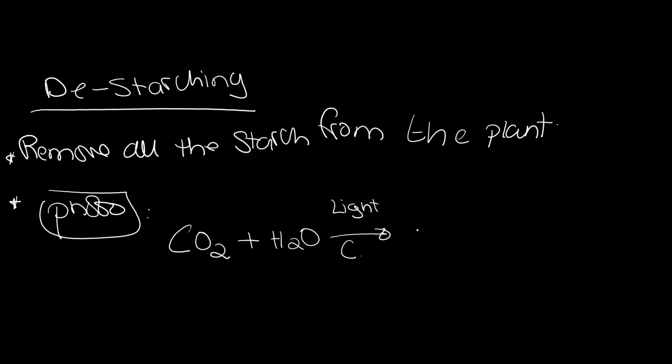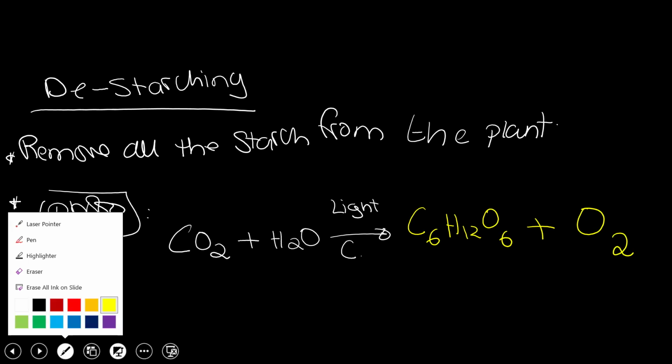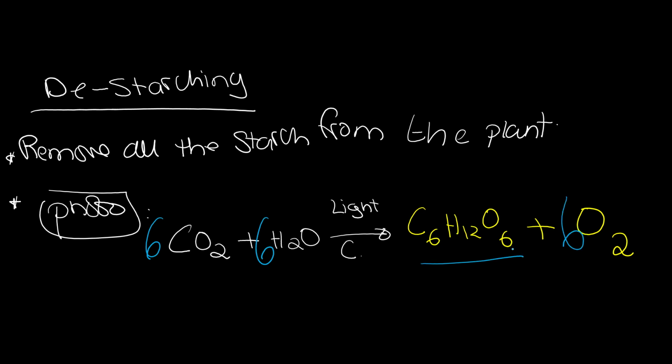What's the formula for glucose? C6H12O6, plus oxygen. Is this balanced? No. So how do I balance it? Add 6 before carbon dioxide, and before water, and before oxygen. Excellent. I will leave the glucose alone.